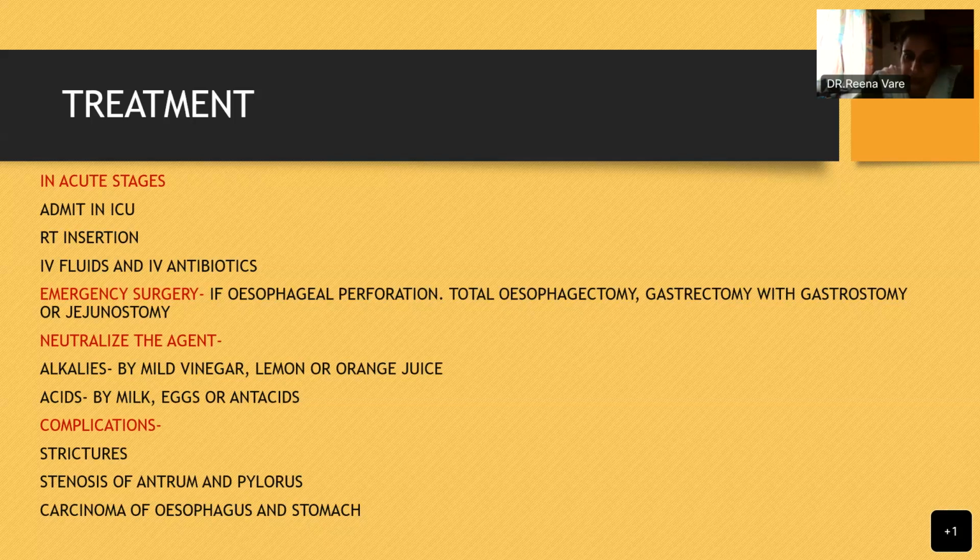You can neutralize the caustic agent. If it is an alkali ingestion, you will require mild vinegar, lemon or orange juice. If it is an acid, you must start the patient on milk, eggs or antacids. Now, complications are strictures, stenosis of the antrum and pylorus, and carcinoma of the esophagus and carcinoma of the stomach.